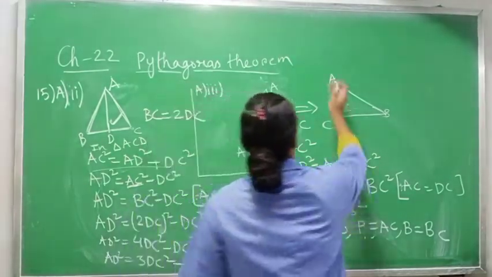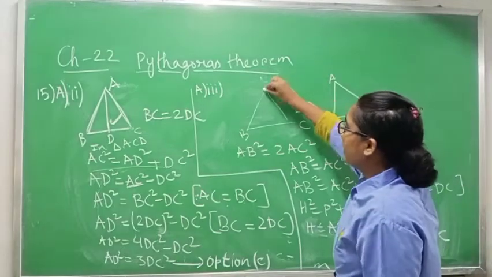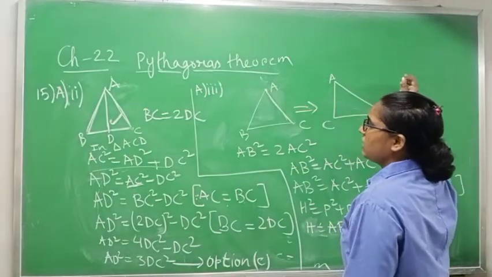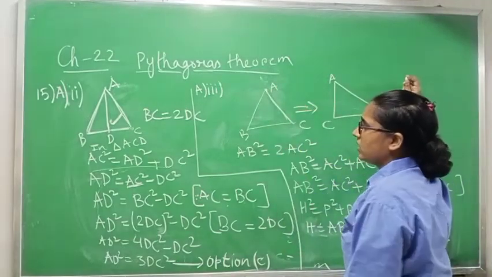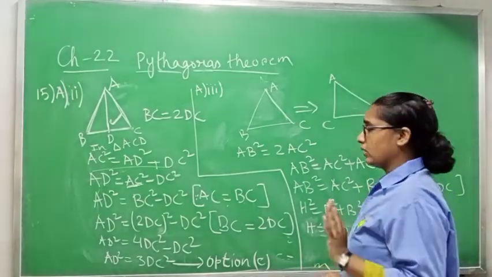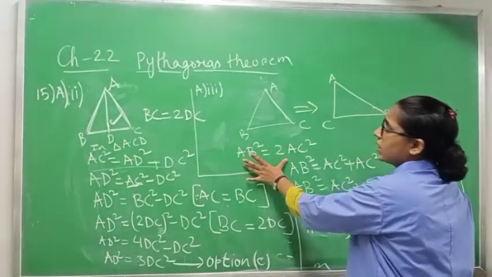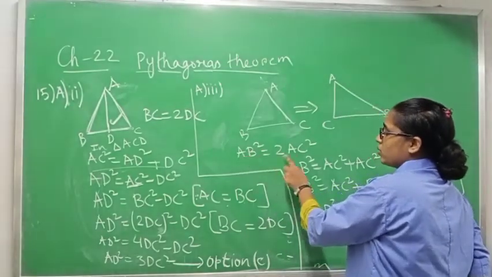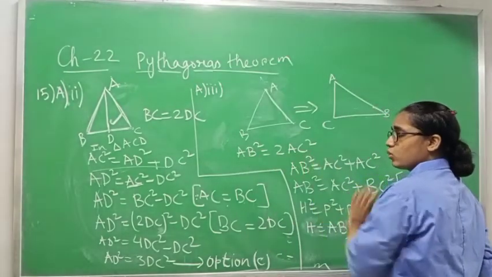Now don't see this one, only see this one. I am making randomly ABC as a triangle. I don't know which angle value is what. So this one is given to you, that AB square equals 2AC square.